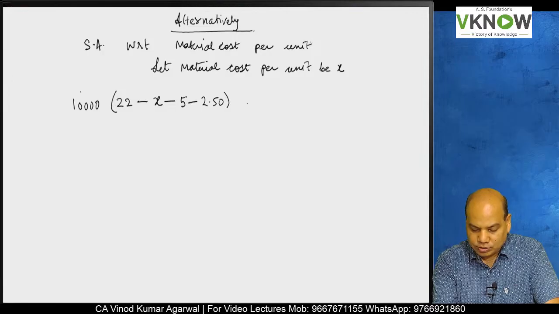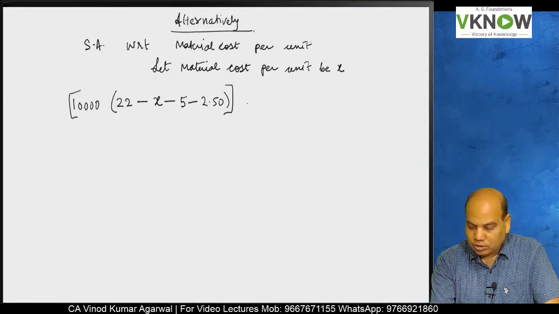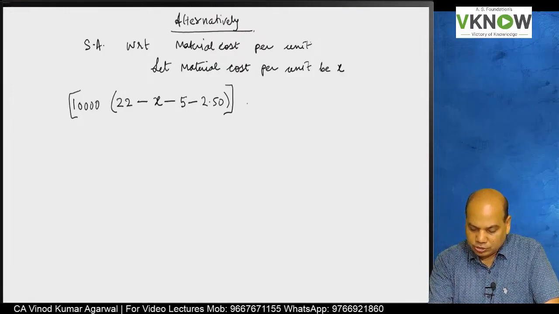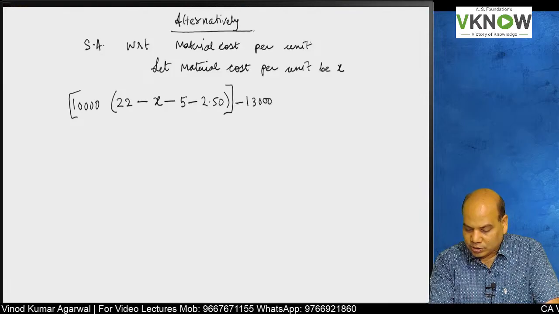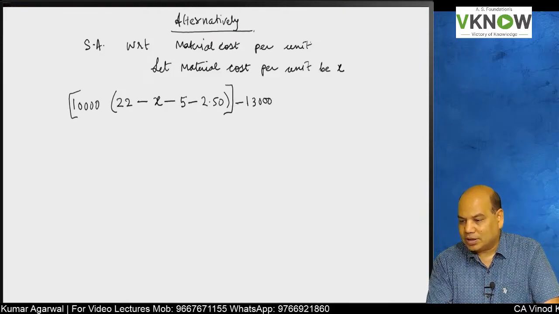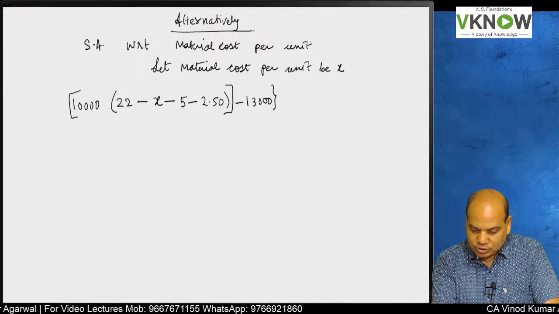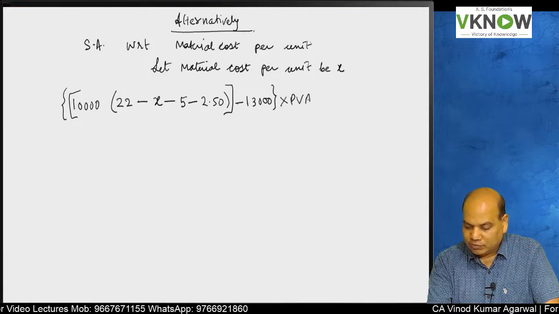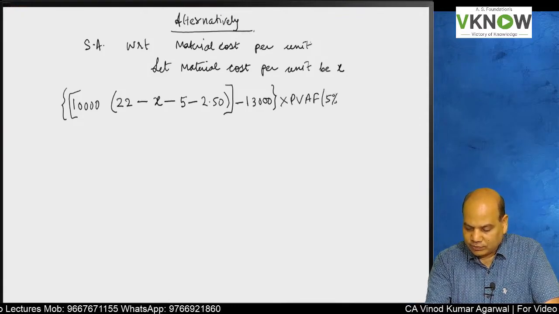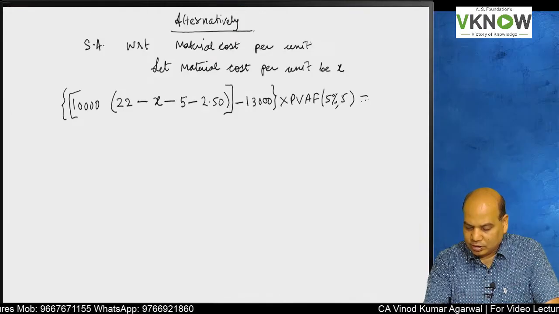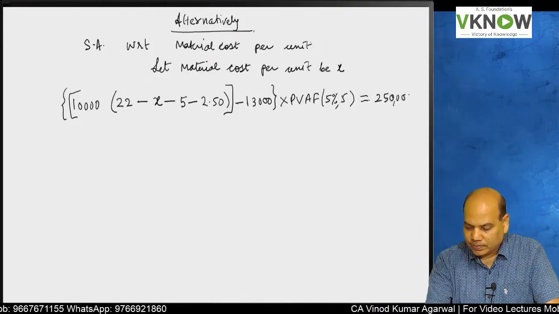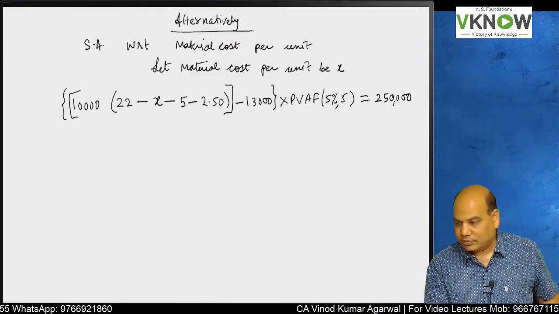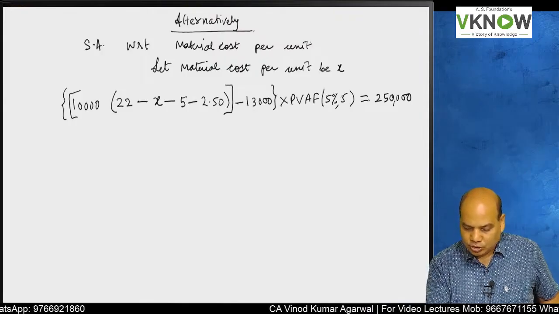10,000 into contribution will give me total contribution, minus 13,000 rupees fixed overhead. So this will give me annual cash inflow, multiplied by the PV annuity factor for 5%, 5 years, and that should be equal to 2,50,000. Is it right? Now you can solve it.